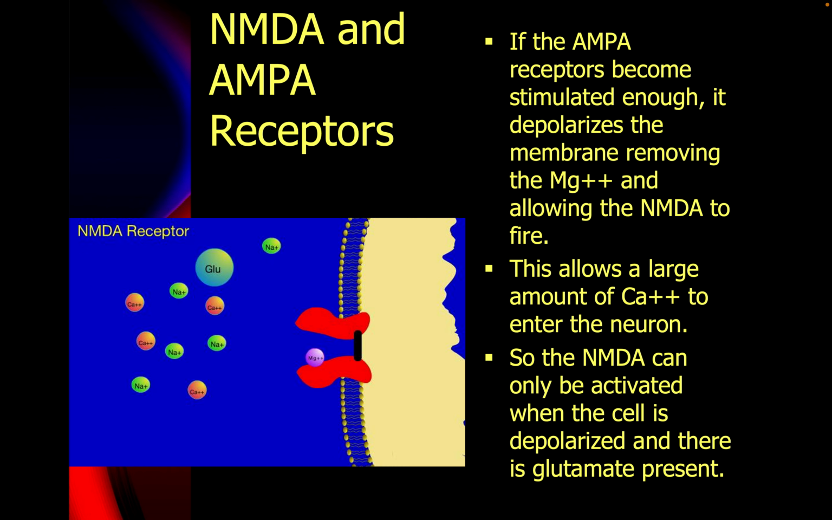If the AMPA receptors become stimulated enough, it depolarizes the membrane, removing the magnesium and allowing the NMDA to fire. This allows a large amount of calcium to enter the neuron. So the NMDA can only be activated when the cell is depolarized and there is glutamate present.